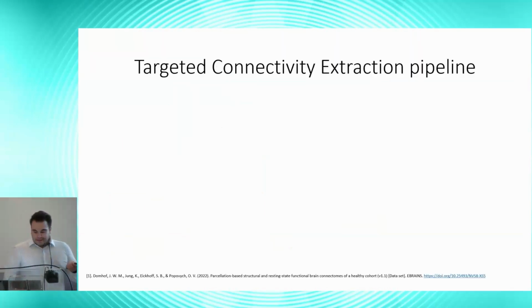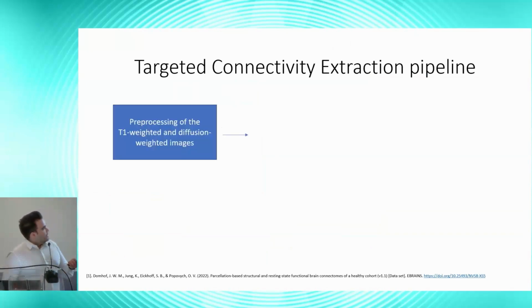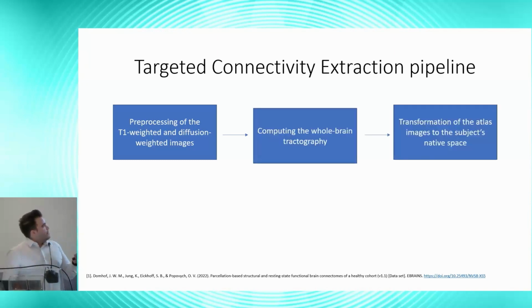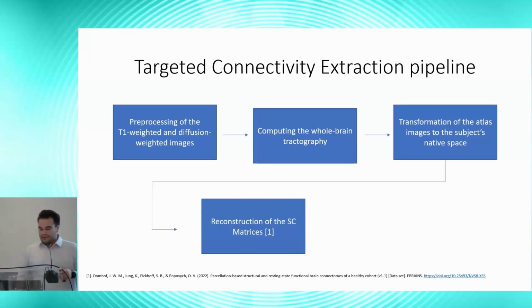So we have the targeted connectivity extraction pipeline that helps us mainly to extract structural connectomes, and these connectome matrices will be used as the global connectivity for the simulation. So it's a pretty standard process that includes preprocessing of T1 and diffusion weighted images, computation of tractography, the transformation to native space, the reconstruction of structural connectivity matrices. All this pipeline is actually available in EBRAINS, so I took it from there.